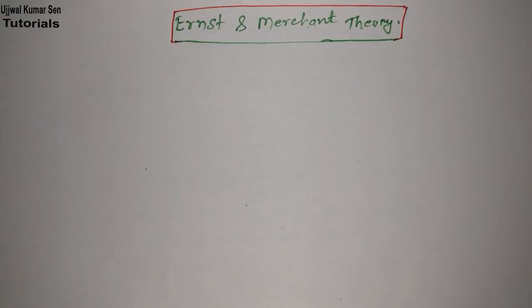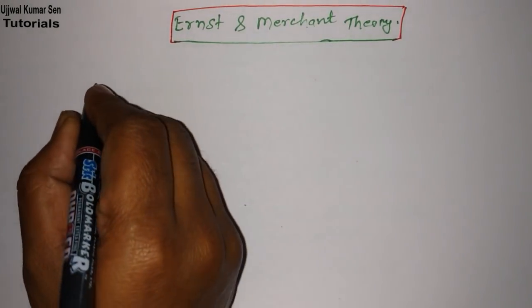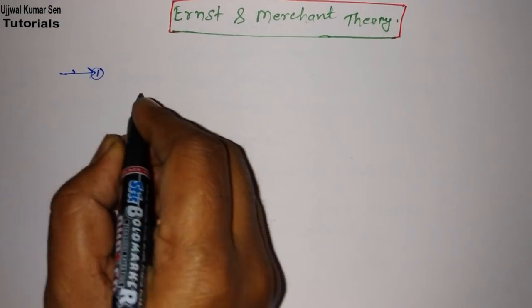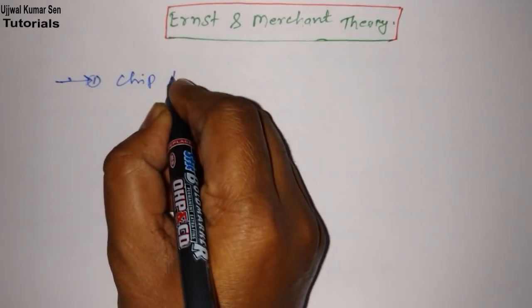My dear, this is Jal Kumar Sen, and in this video tutorial you are going to learn about Ernst and Merchant theory, as well as chip thickness ratio, and how to find all related formulas. Basically, a question has been asked related to this theory, and if we can implement this theory the right way, then we can get the answer to that question. That question was asked in a previous year GATE. Probably because of that you have landed on this page. So first, I'm going to share a few formulas with you. First, that is chip thickness ratio.